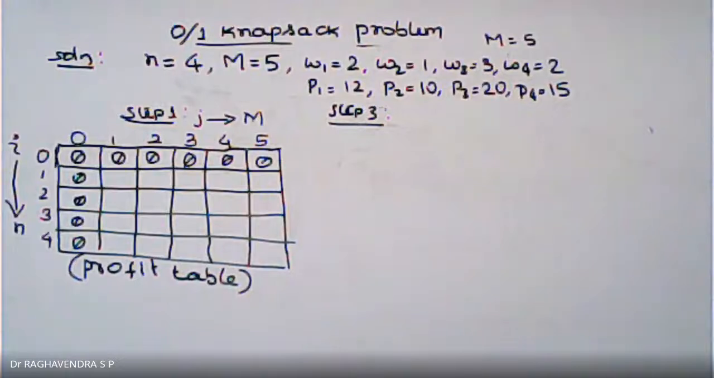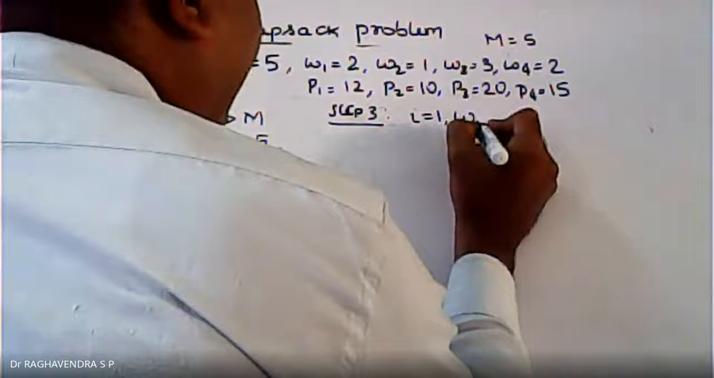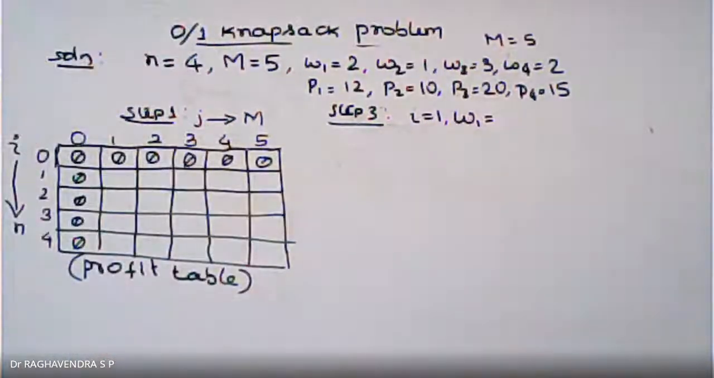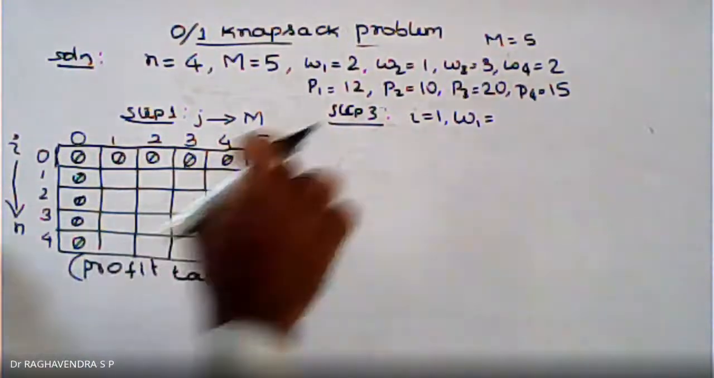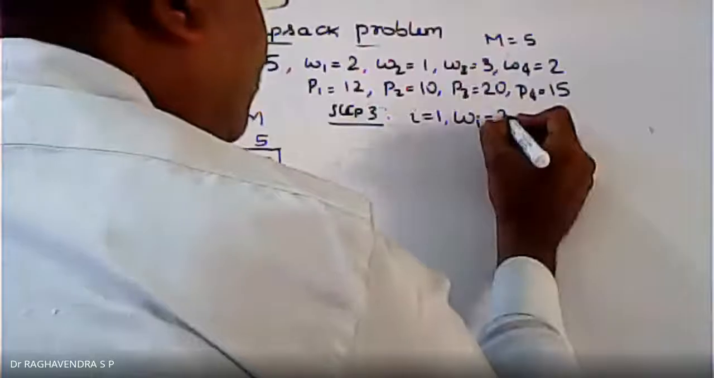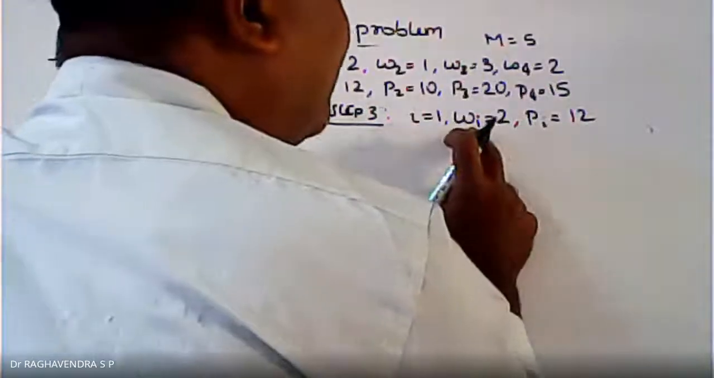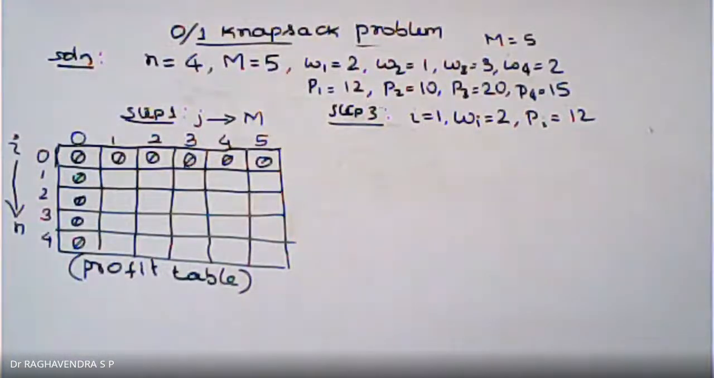When i is equal to 1, I have inserted the first item now. When i is equal to 1, what is W1? It is 2, so W1 is 2 and P1 is 12. Because i is equal to 1, W1, P1 is what it means. Okay? Full stop.